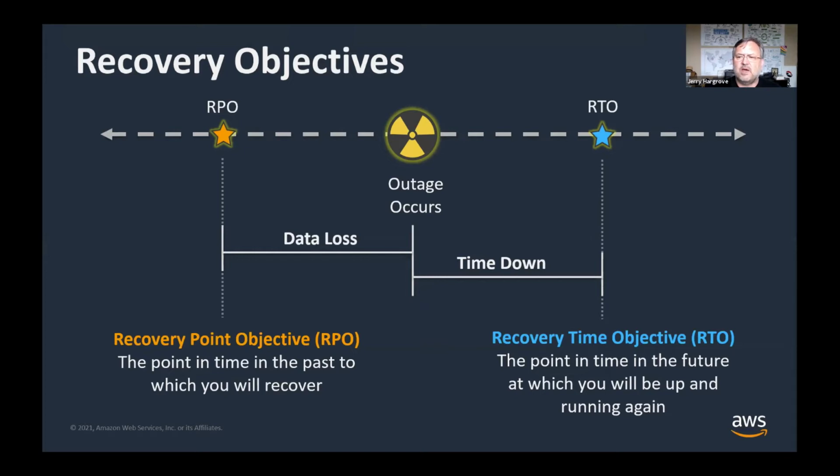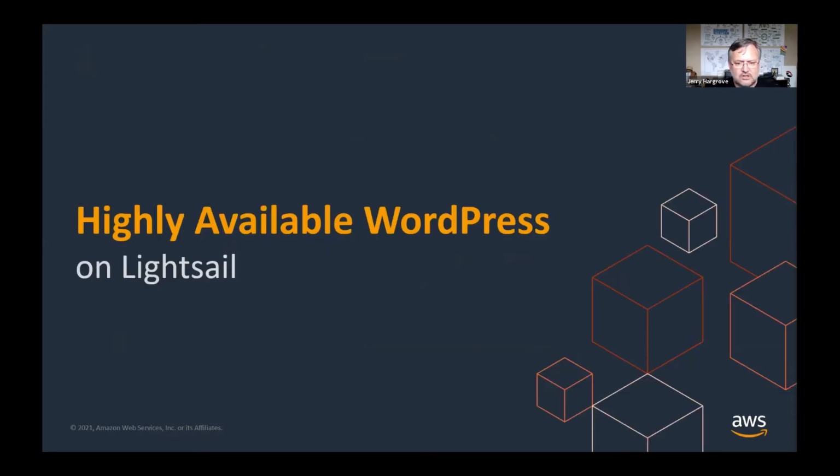So as a matter of fact, I'll use a more concise version. You'll see this diagram again later on to keep track of how we're progressing against this RPO and RTO. So with that, let's go ahead and get started. Now we're to the actual meat of the presentation. I'm going to start talking about how to make your WordPress instance highly available on Lightsail.